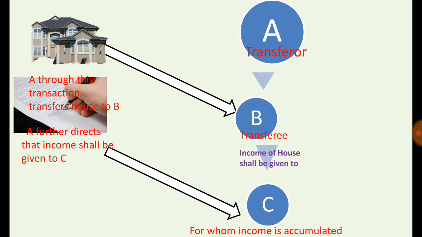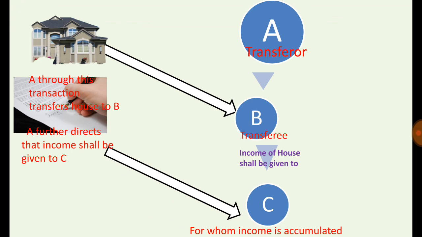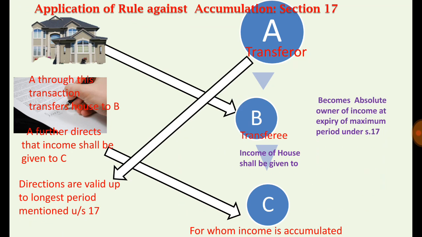See, this is A and he is the owner of house property. Then he makes a document. By that document he transfers that property to B. Simultaneously, by that document he further directs the transferee to accumulate the income that may arise out of the house property through rent, etc., and that shall be given to C. Such a transaction is made, such a direction is given by A. Then what shall be the legality of such direction?